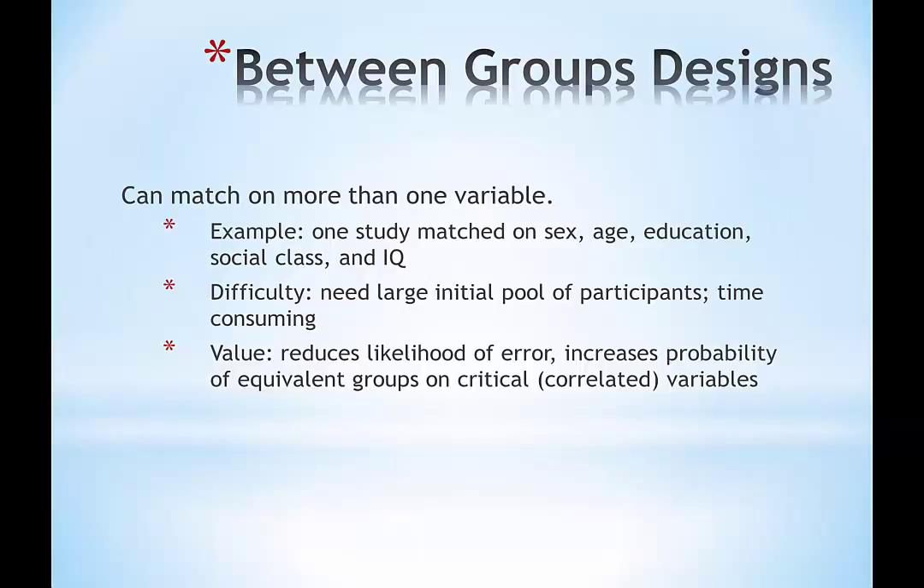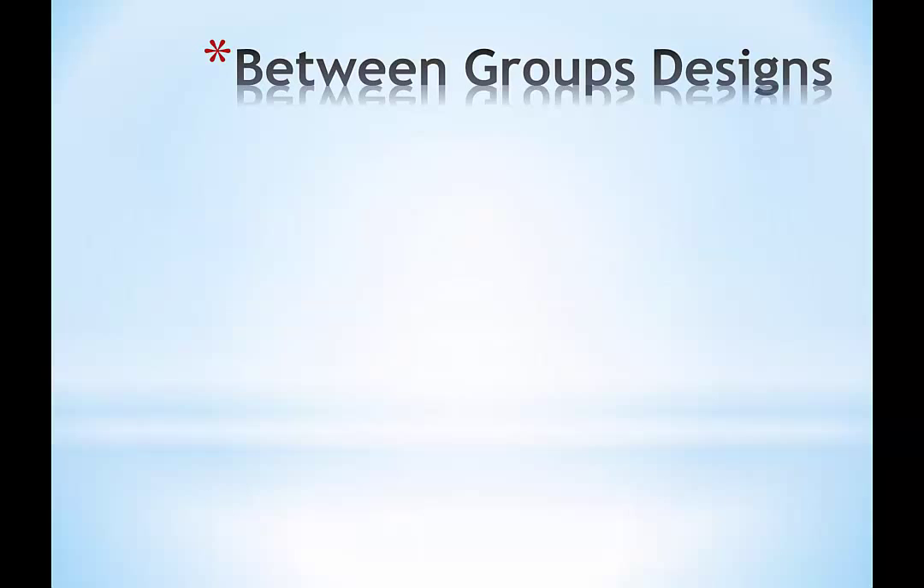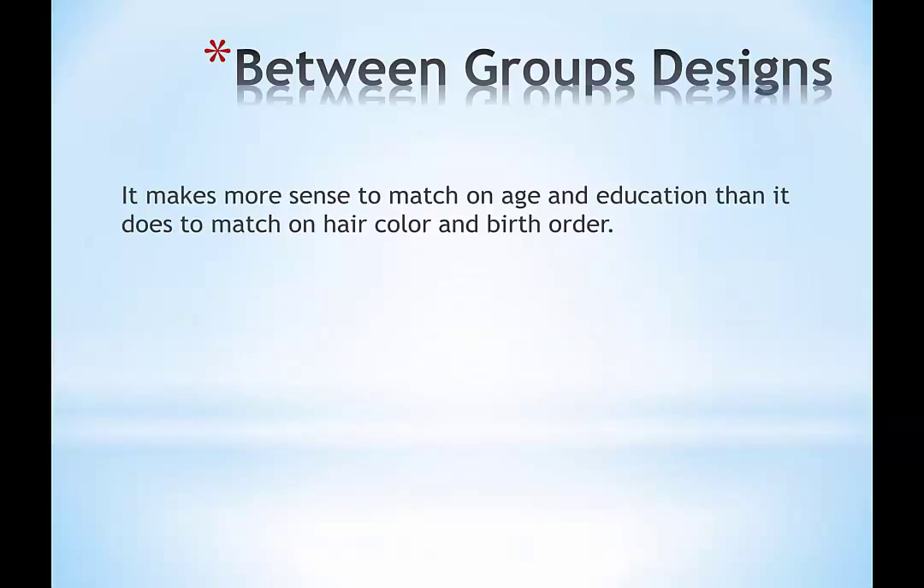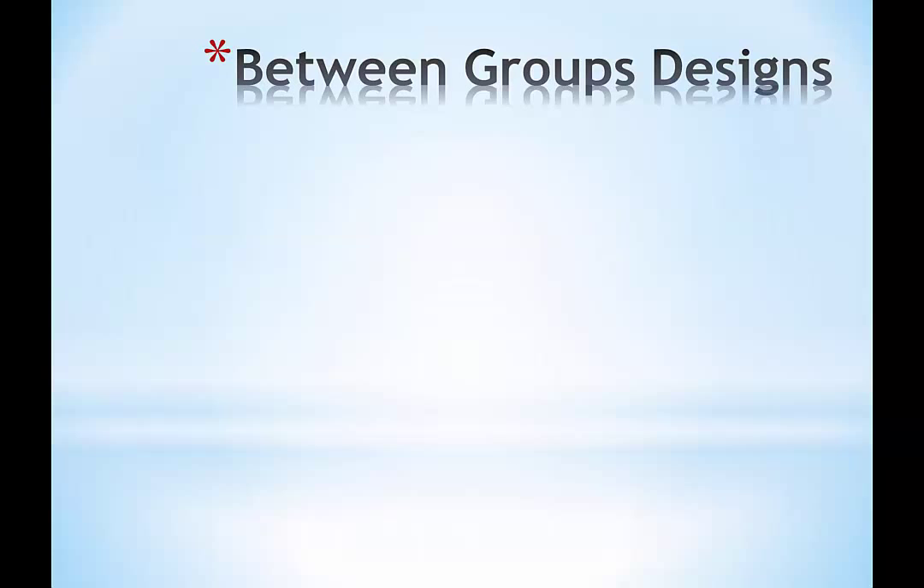Now, of course, you're going to have to dig into the literature and know which variables are critical or correlated with your dependent variable. So it makes much more sense, psychologically speaking, to match on age and education than it does on hair color and birth order. And notice the matching, these are subject variables. I carry around my age, my education, my hair color, and my birth order. So you want to do your homework and you want to understand what variables might influence the outcome of your study that you may or may not be necessarily interested in. They could be confounding, extraneous, or nuisance variables.